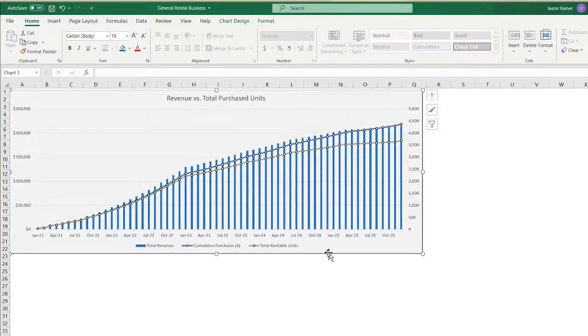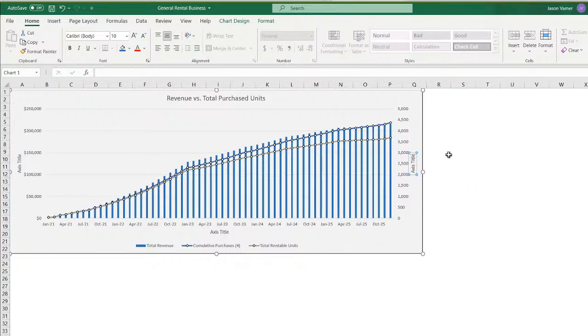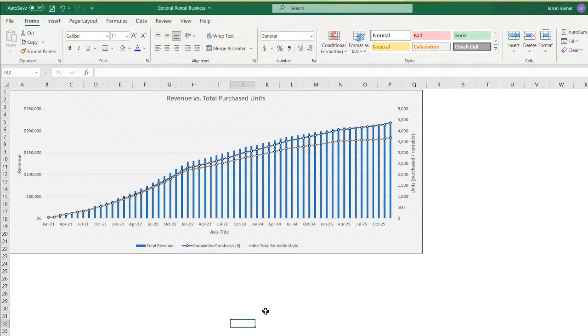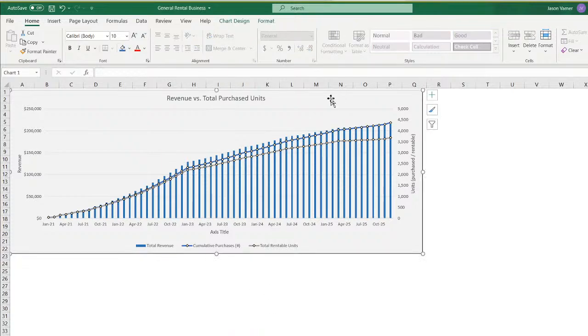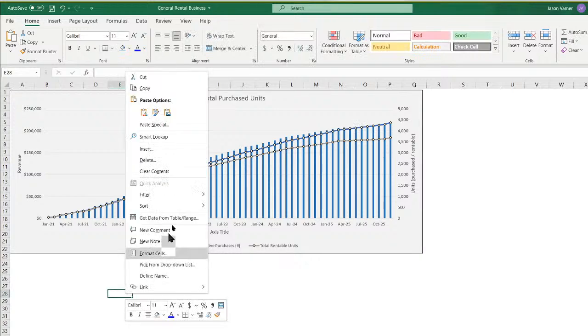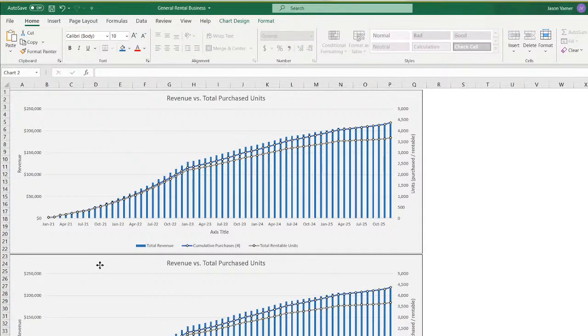So this is cool. We've got the total units we purchased over time, total actually available to rent, and the resulting revenue. We'll put axis titles here. So this is units purchased, rentable, and this is revenue. Okay, that's a good one. And these are bigger, so we're just going to stack them below each other.